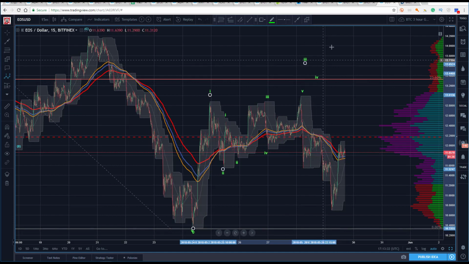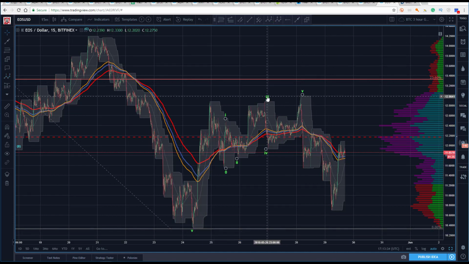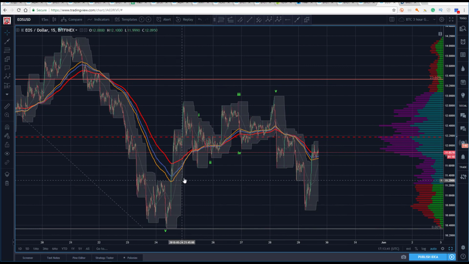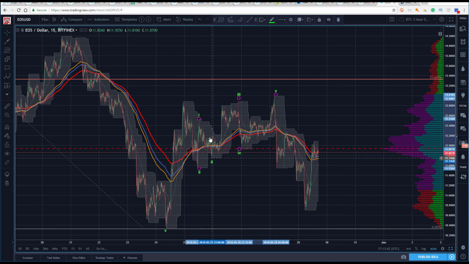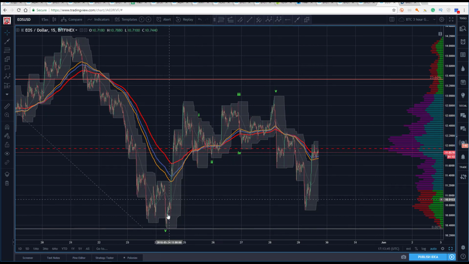So that's why, if you want to be more conservative, it's not unreasonable to wait and see what comes next. Let's get more information here, because this is a little suspect. Because I got 1, 2, 3, 4, 5. So I've got an impulsive 5-wave structure coming out of that.